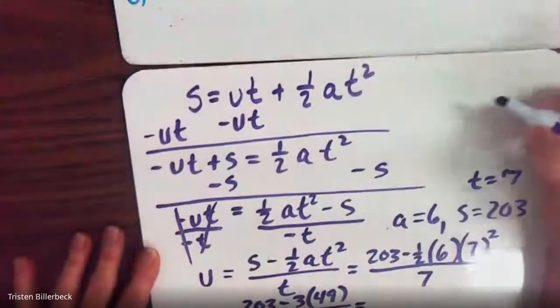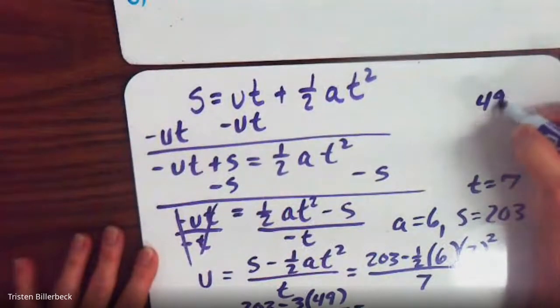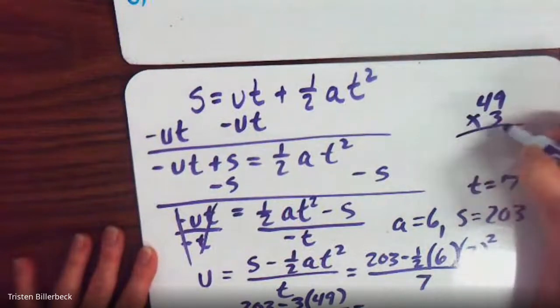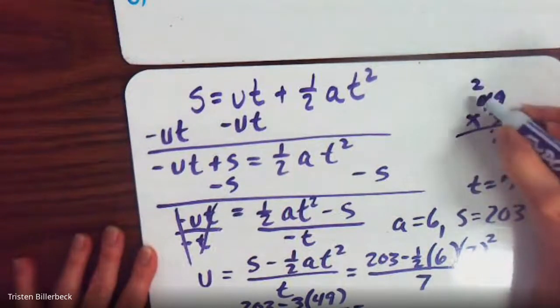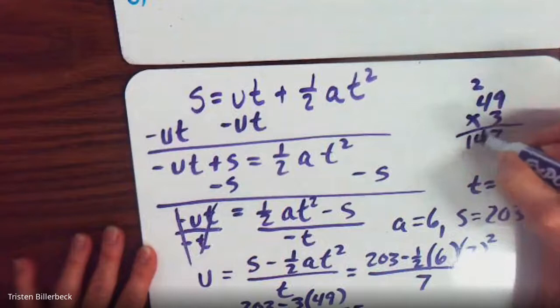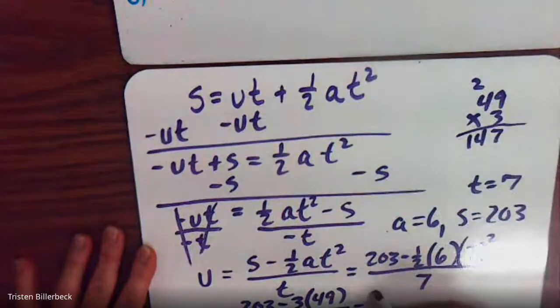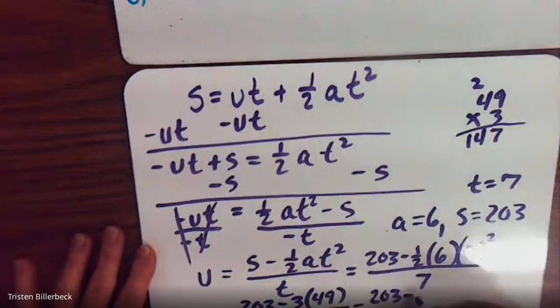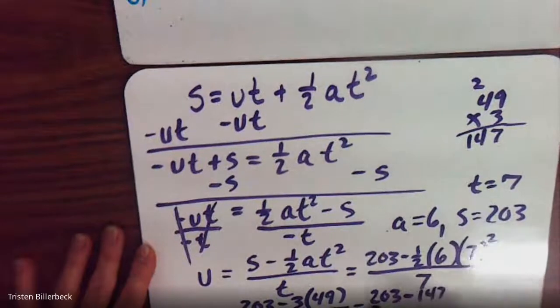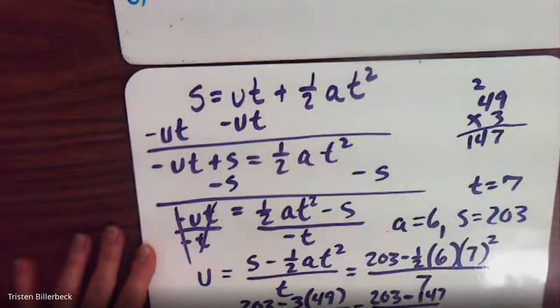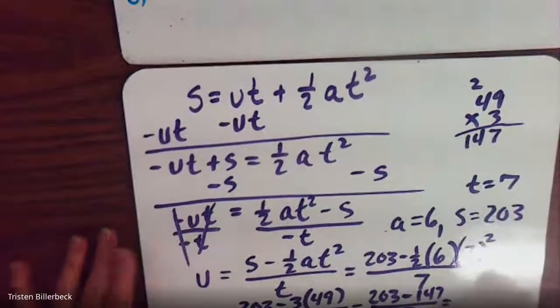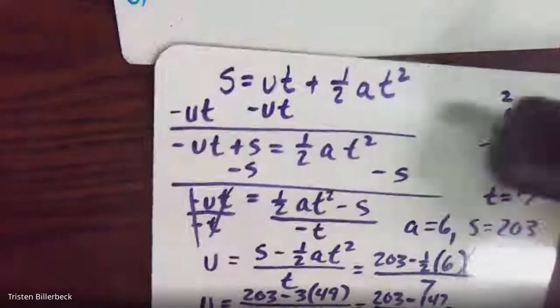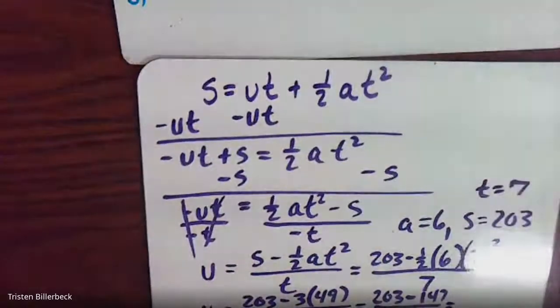We're going to use the dry erase calculator over here to do 49 times 3. So that's 147. Oh, that's going to be nice. 203 minus 147 over 7. So we just subtract these two. So let's use the dry erase calculator again.